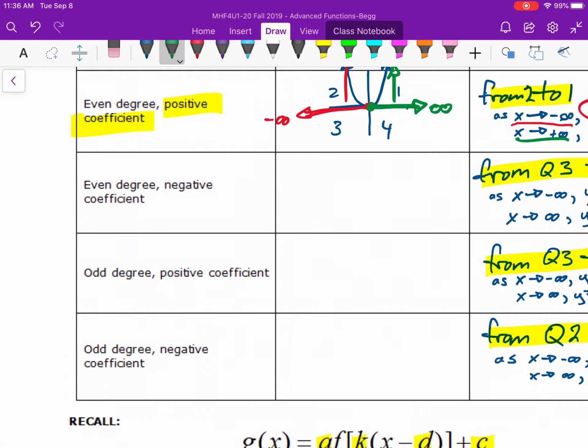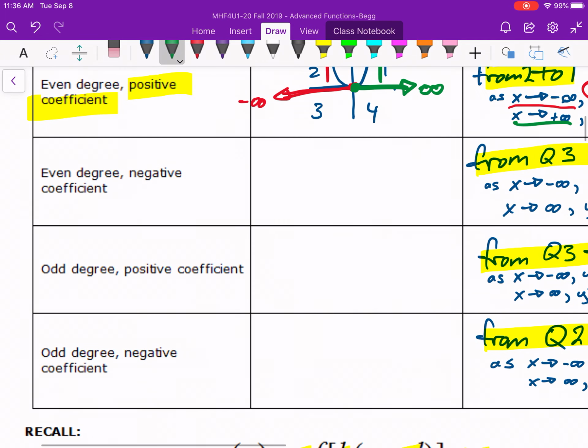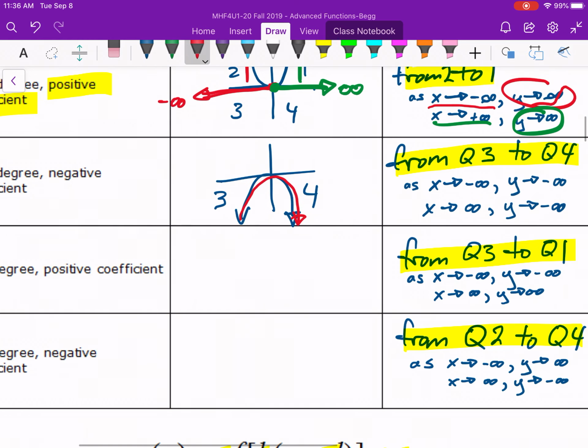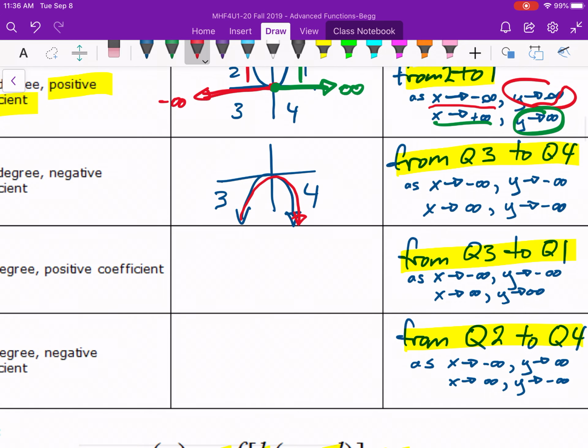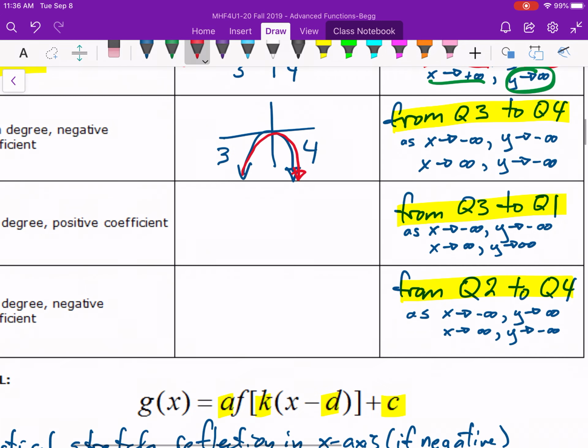All right, even degree, negative coefficient. Well, again, even degree is a parabola shape. Leading coefficient negative means it opens down. Whether it's boxier or less boxy, it's going to be like this. And that's going to go from quadrant 3 to quadrant 4, right? Because we're starting at the left, and as we go this way, we end up going from 3 to 4. So Q3 to Q4. And if you want to check that, what's beneath that, and see if that makes sense to you, then you can.